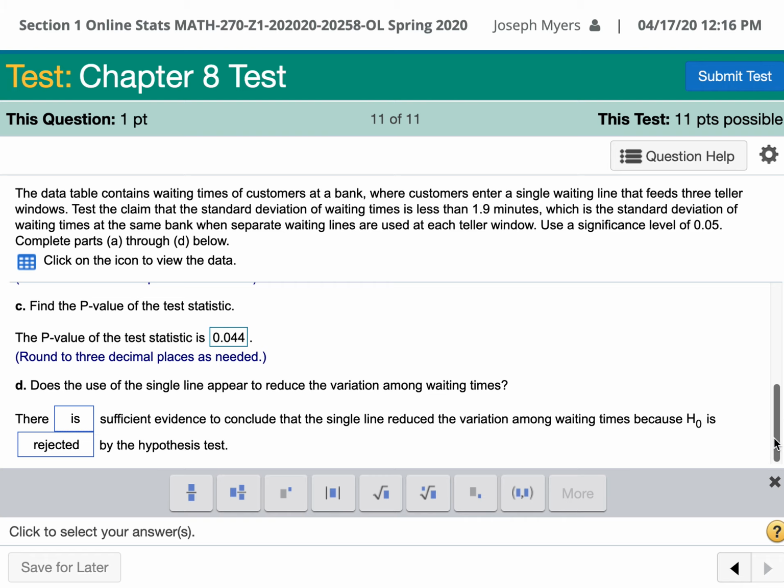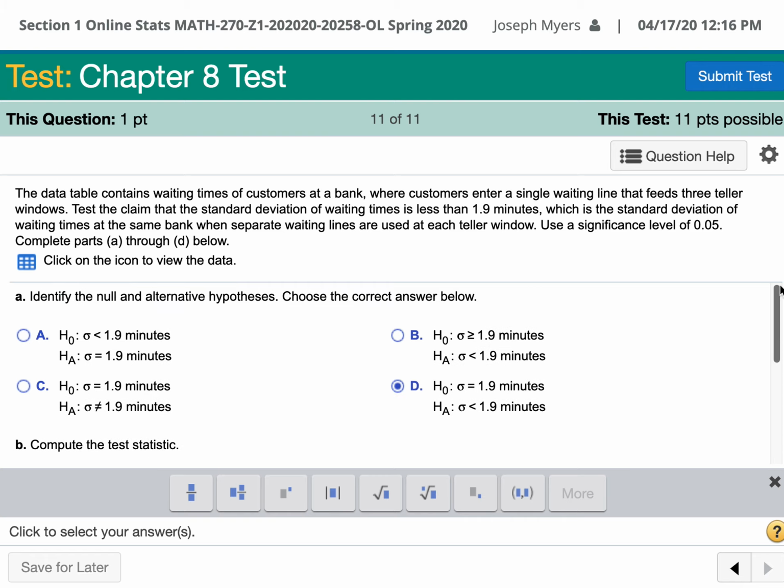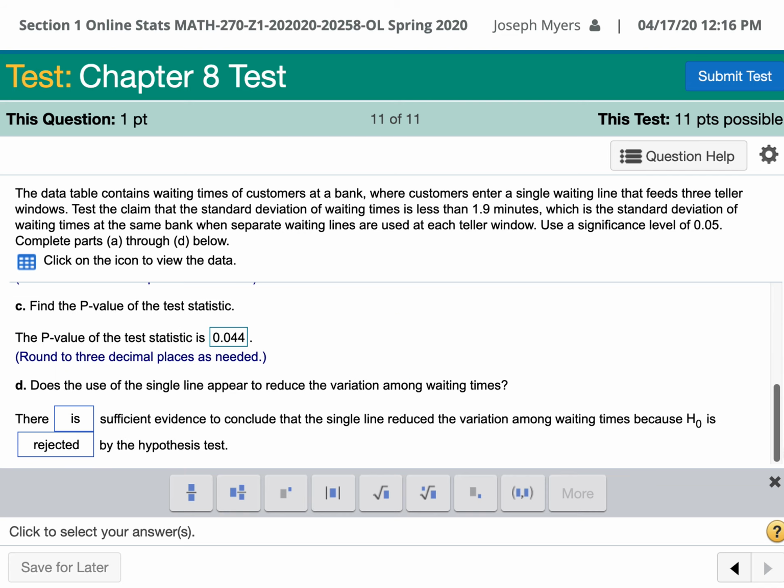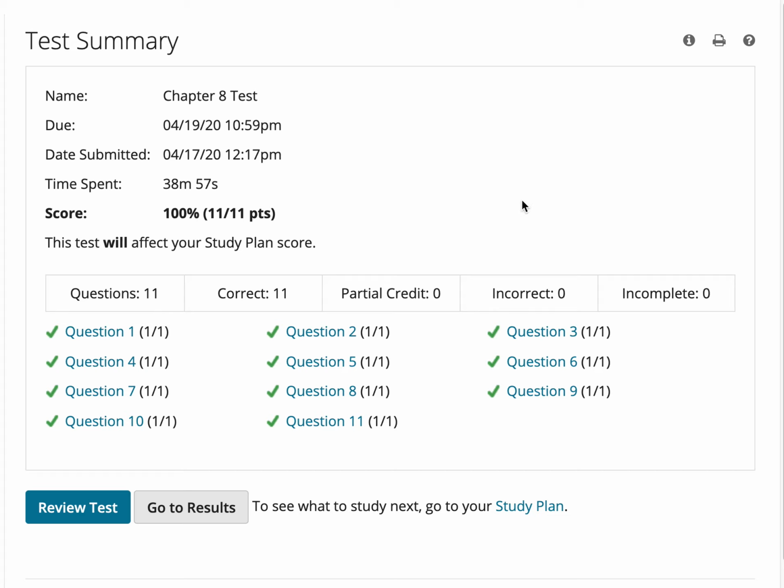All right, so that's the end of the test. There's just 11 questions. Okay, so I hope it makes sense to you doing hypothesis tests. And those are your review notes for your Chapter 8 test.